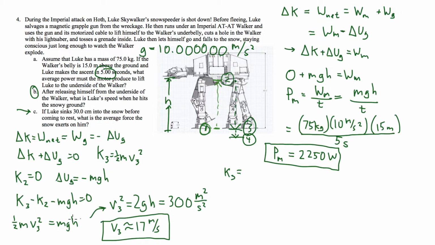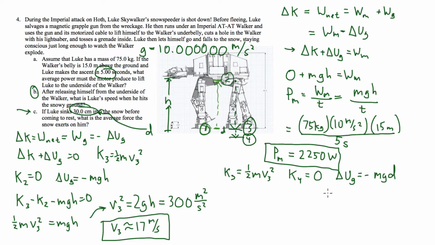K3 is going to equal 1/2 m v3 squared. Okay, that's the speed that you found here when you hit the snow, about 17. I'm just going to remember that when you square it, you get 300. Okay, and then when he gets brought to a stop by the snow, K4 is 0, and his change in gravitational potential energy is negative mg, and I'm going to call d the 30 centimeters he sinks. So I'm going to make that distance d.